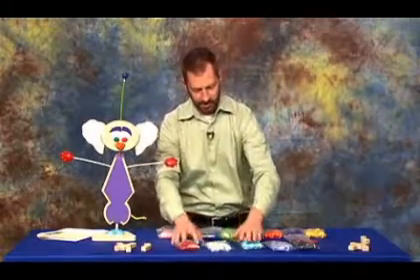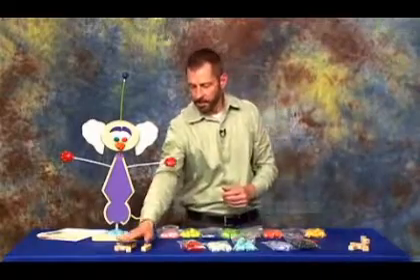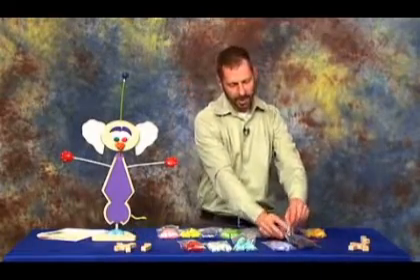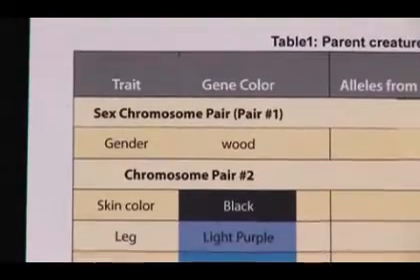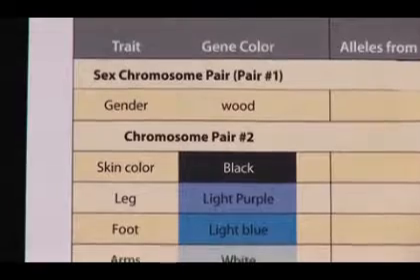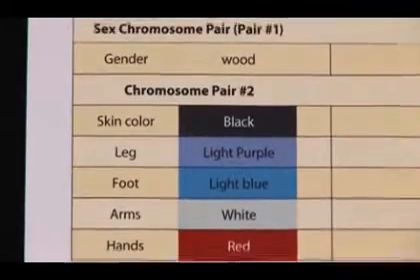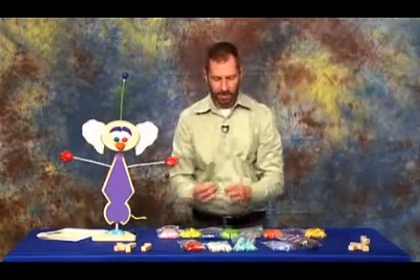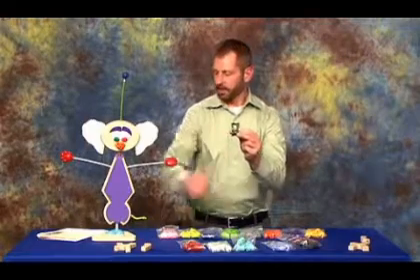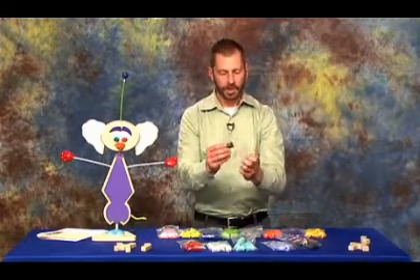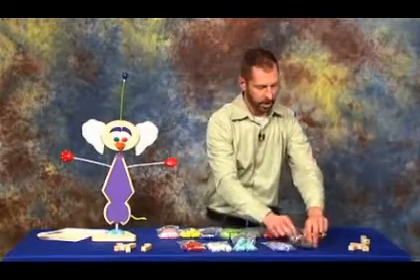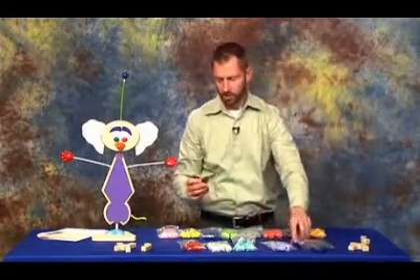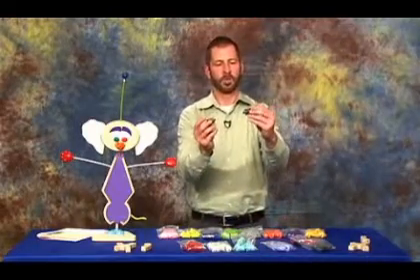And now we're going to build the second chromosome pair. So this will be our first chromosome pair. And our second chromosome pair, on that chromosome, it's going to have skin color, leg, foot, arms, and hands on one chromosome. So since this organism is heterozygous for all traits, we're going to choose a black for the skin color. We're going to choose a black gene with a capital T. And then we're going to choose a black gene with a lowercase t. So the first chromosome and its pair, one's going to have the big T and the other's going to have the little t in black.